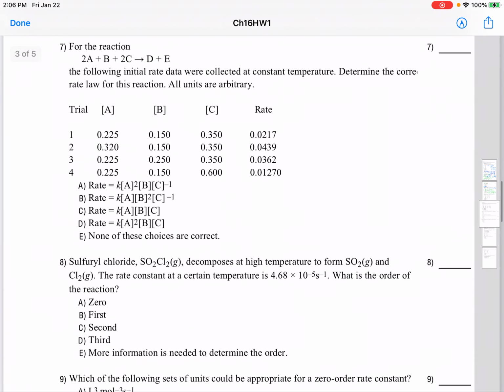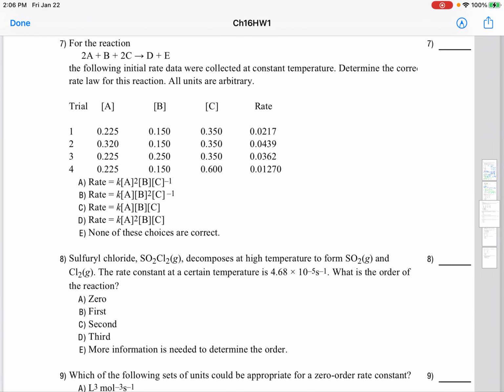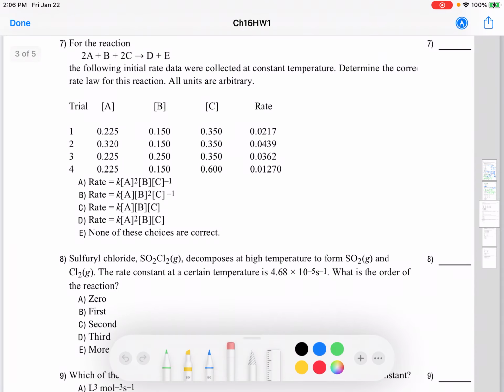And number 7 is also similar. Here we have 3 reactants, so you have to do it in 3 sets. Again, this one is similar to 5, which we did. You can write the rate as rate equals K A raised to the power M, B raised to the power N, and C you can consider as P. So you have to find the M, N and P values, or the orders.